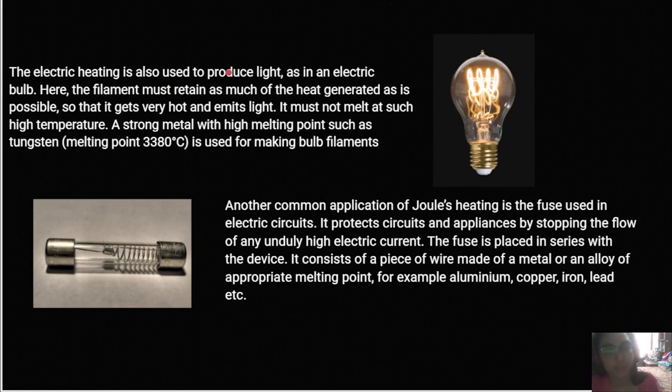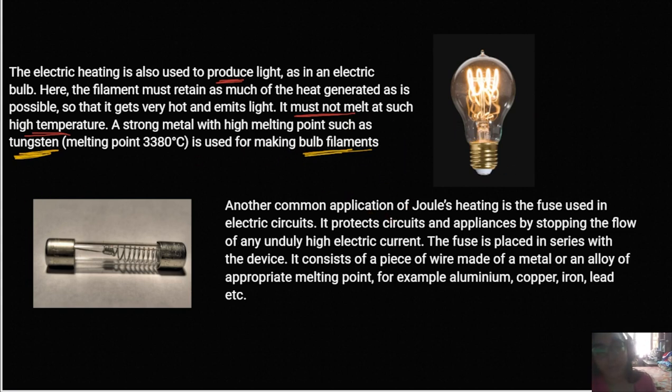So you can understand how it is used to produce light. The filament must retain as much of the heat generated as possible so that it gets very hot and emits light. It must not melt. That is why a very unique metal, tungsten, is used for making bulb filaments. It can withstand a very, very high amount of heat energy.